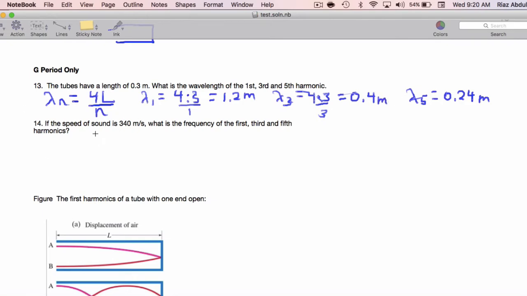So to get the harmonics, we can keep it really simple. You actually don't have to solve the sound equation every single time. Just get the frequency of the first harmonic. So we'll say 340 equals lambda 1, which is 1.2, times f. And when we actually do that, we'll end up getting a frequency of 283.3. So that's f1.